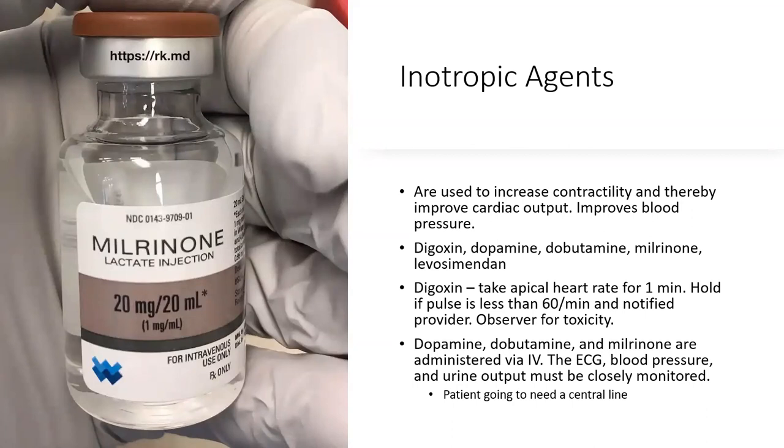And remembering that if you give dopamine, dobutamine, or milrinone IV, these are those central line medications. So if all of a sudden you get a dopamine infusion, remember, hey, I need to go get a central line supply for this, because more than likely we're going to have to put a central line in this patient. They're very toxic drugs to the skin.